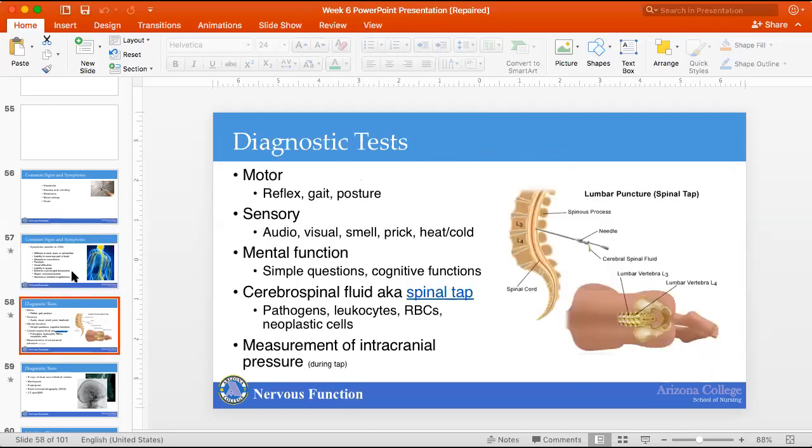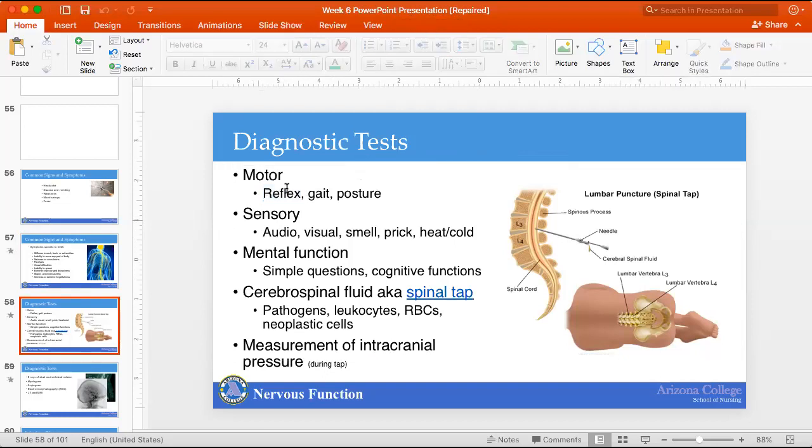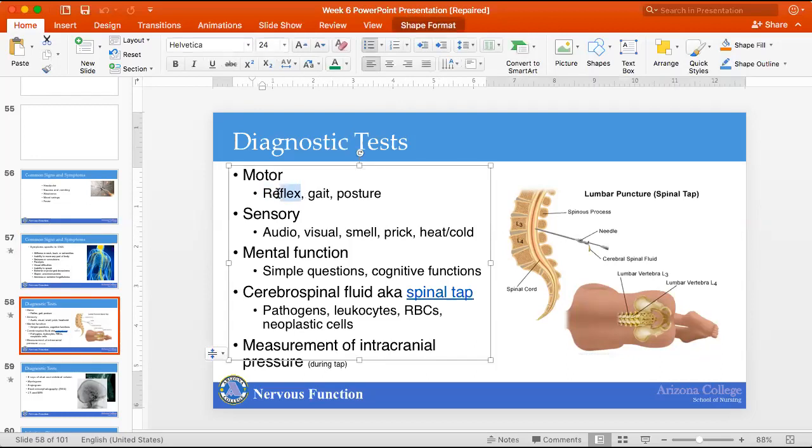So some diagnostic tests: you could look at reflexes. People who have a central nervous system problem, so an issue with their brain or spinal cord, are going to be hyperreflexive. Meaning that if you did that patellar reflex with the reflex hammer to the patellar tendon, it would kick out really hard. If they had a peripheral nervous system problem, it would be hyporeflexive. There would either be a very diminished reflex or none at all.